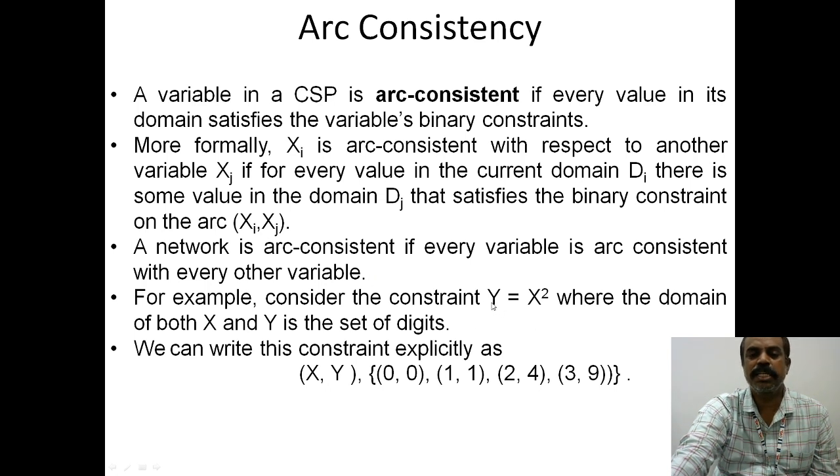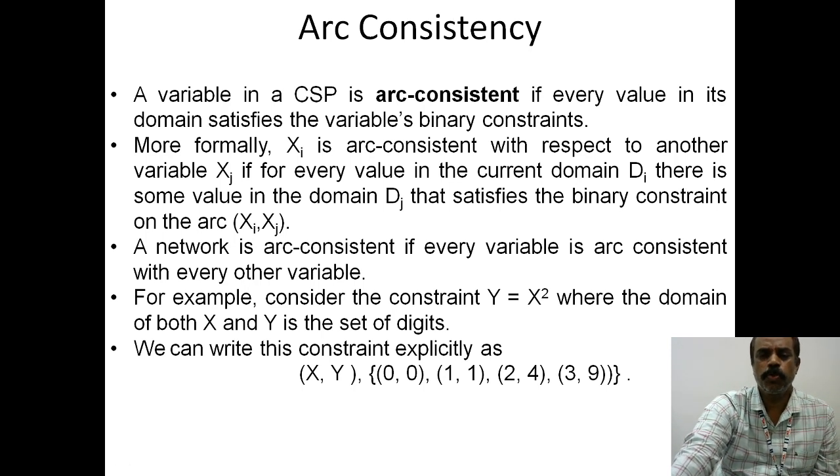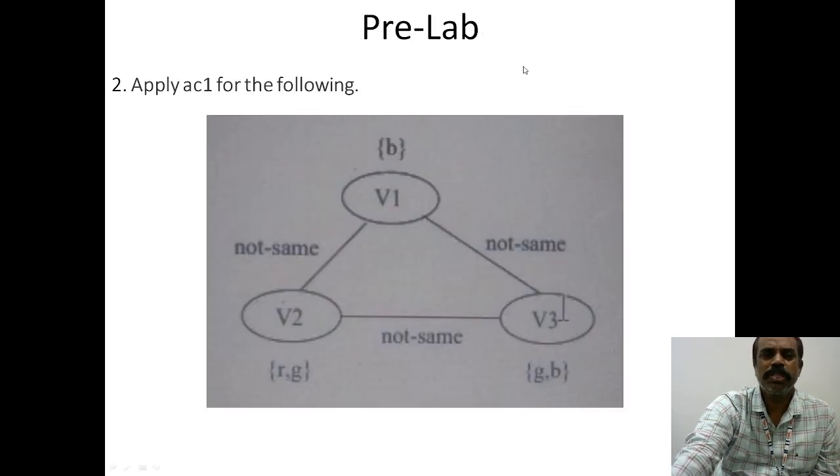For example, consider the constraint y is equal to x squared, where the domain of both x and y is the set of digits, 0 to 9. We can write this constraint explicitly as: suppose I take the values of x as 0, 1, 2, 3 within the limitations of the digits, and the x squared value would be 0, 1, 4, 9, again from the set of digits. This we call an arc constraint. This is a variant of the constraint satisfaction problem. So pre-lab 2 depends on the arc constraint.